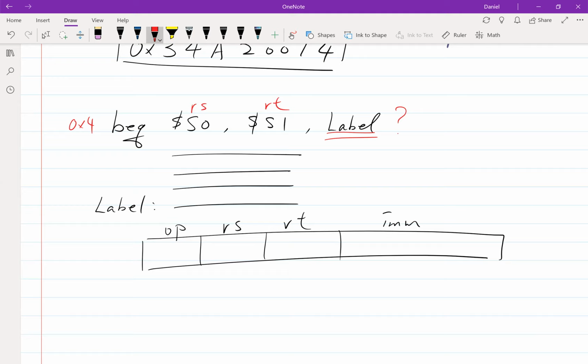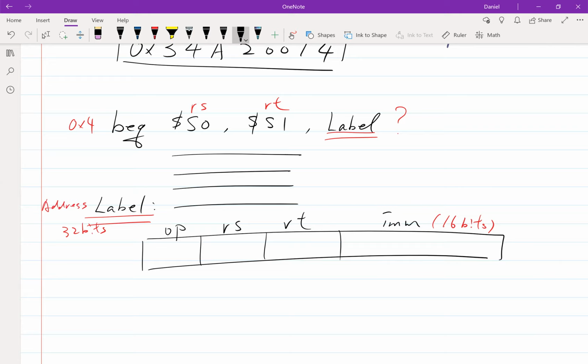The label is the address of this line. How many bits are in the address? 32 bits. And how many bits can we put in the immediate? 16 bits, right? So I would have to cut it in half, which is a lot, so it doesn't make sense. That's why instead of using the real address, we count how many lines between the instruction and the label.